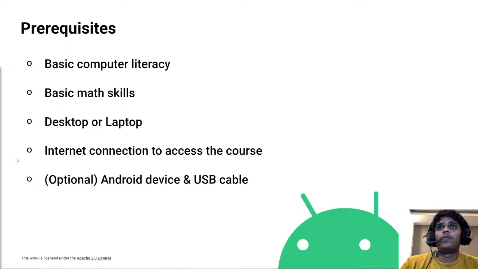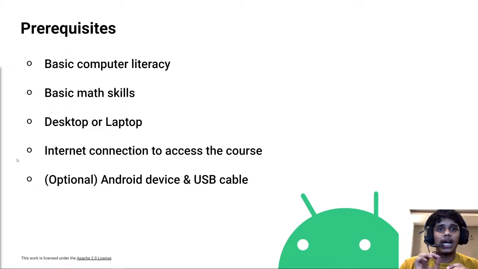Before starting the new to programming track, I just need to know what prerequisites you need to have. One is basic computer literacy, like how to install an app and how to check the source of an app. The second thing is basic mathematical skills. In some parts of the Kotlin programming language, you need basic math skills. And of course, you need a desktop or a laptop, and a stable internet connection.